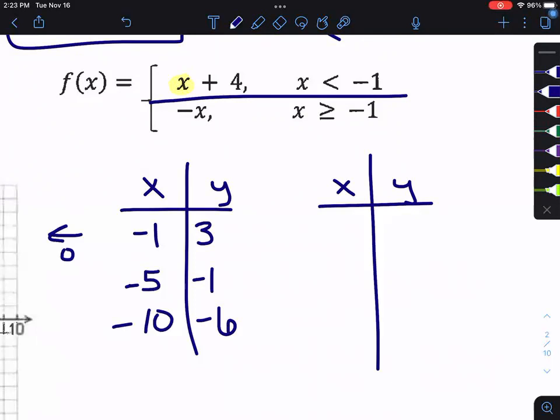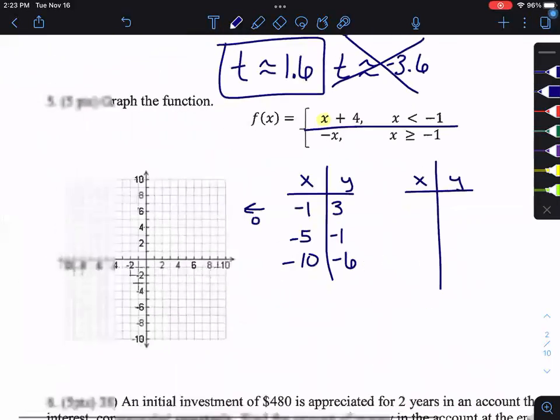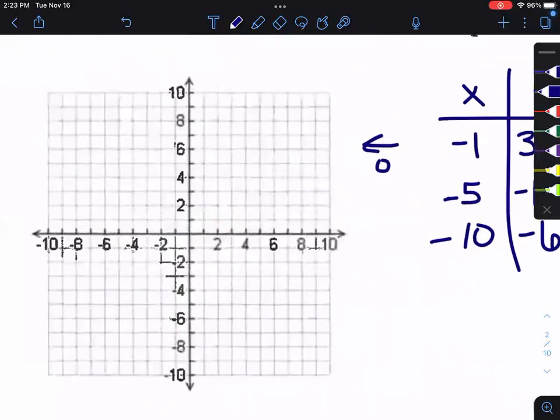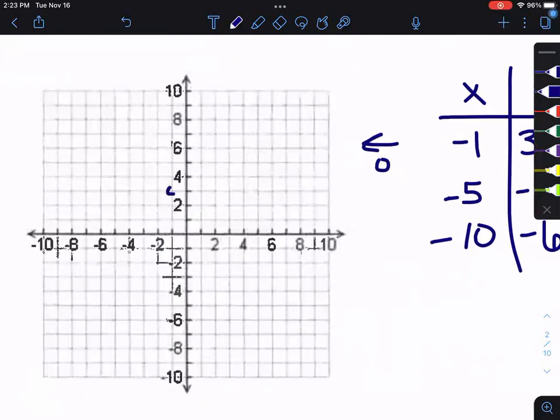We could do more points, but we don't have to. So this is going to give us a pretty good, we have our starting value, -1, 3, open circle there, -5, -1, and -10, -6. So there's the first piece to my graph.